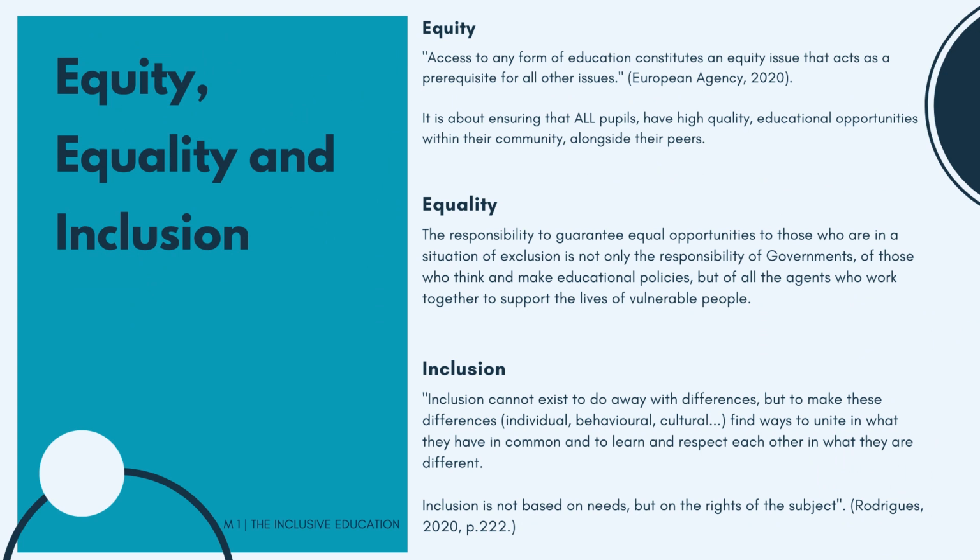It is also necessary to talk about equality and equity. These terms are not always clear to us educators ourselves. According to the European Agency, equity can cover equity in access to school, equity in the distribution of learning opportunities, equity in obtaining opportunities and chances to succeed. So equity is very much related to access to any form of education, and it focuses on ensuring that all learners have high quality and educational opportunities within their community and alongside their peers.